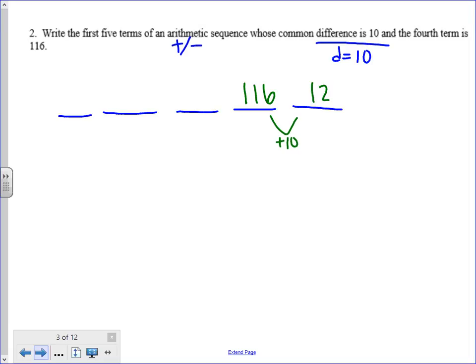So that means as I move to the right, I need to be adding 10. So 126 plus 10 is 136. But now I have to move backwards. To go backwards in my sequence, I have to do the opposite of adding 10, which is subtracting 10. So 116 minus 10 is 106, minus 10 is 96, and minus 10 is 86. So that would be the first 5 terms of an arithmetic sequence with a common difference of 10.